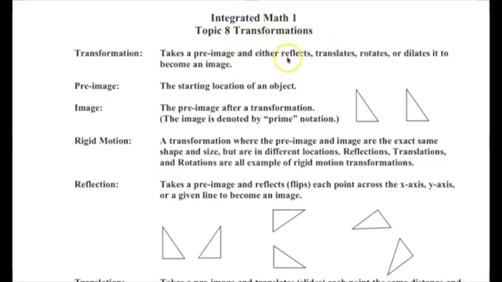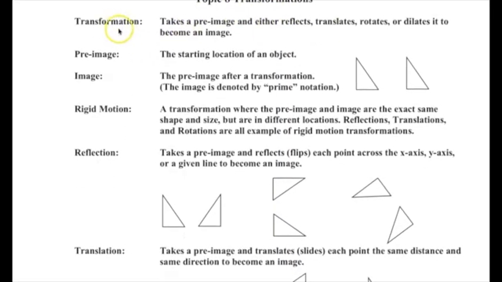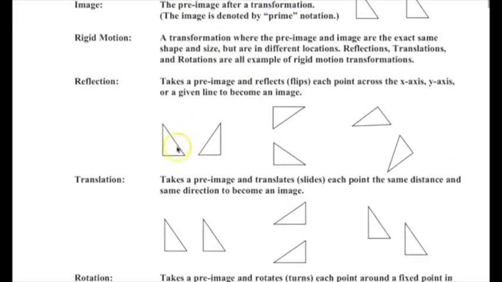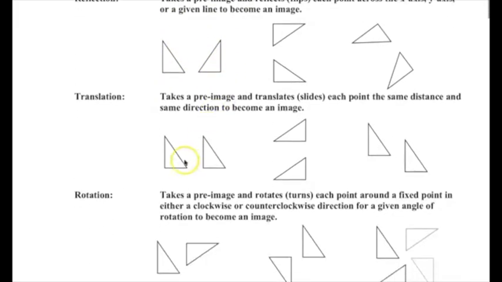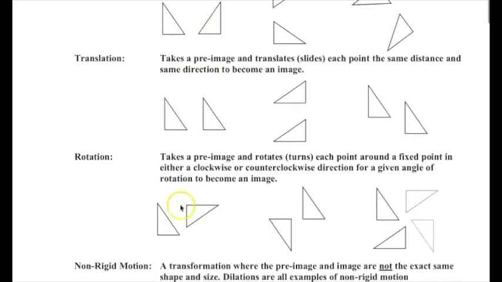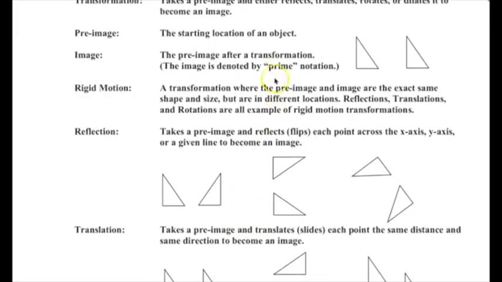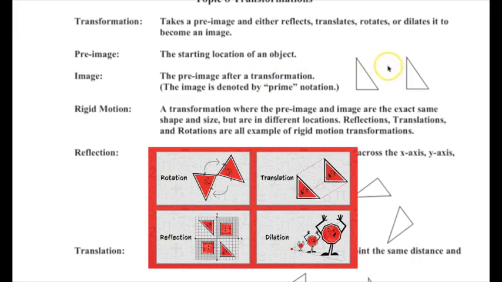Topic 8, transformations. A little overview before we go into the main lesson. What a transformation is: we're going to get an image and we're going to move it. We could either reflect it across a line, we could just slide it, or we could rotate it. That's what a transformation is. We're going to take that same image and just move it to a different spot. That's a transformation.